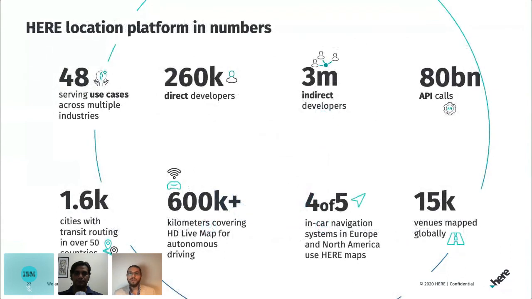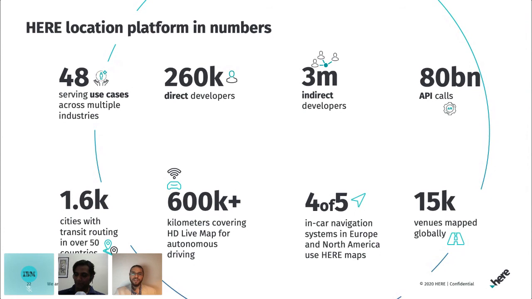If you can read the numbers, we have a long spread of activities. I think Vidhan can share some insight on this. Yeah, so if you talk about the presence of Here Technologies, in North America and Europe we are in 4 out of 5 cars, basically in the car navigation system. We have mapped more than 600,000 kilometers, and that too in HD, for autonomous driving to enable the future. Apart from that, we have mapped more than 200 countries.